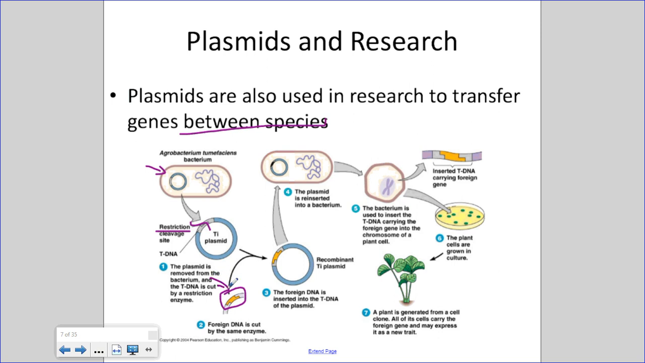So you can insert your new gene into the plasmid, which closes up the circle. This plasmid can then be transferred into a bacterial cell. That bacteria can then be used to infect the cell of interest and insert that DNA into it. That cell can then be grown in culture, and those cells can eventually grow into an organism, such as a plant.